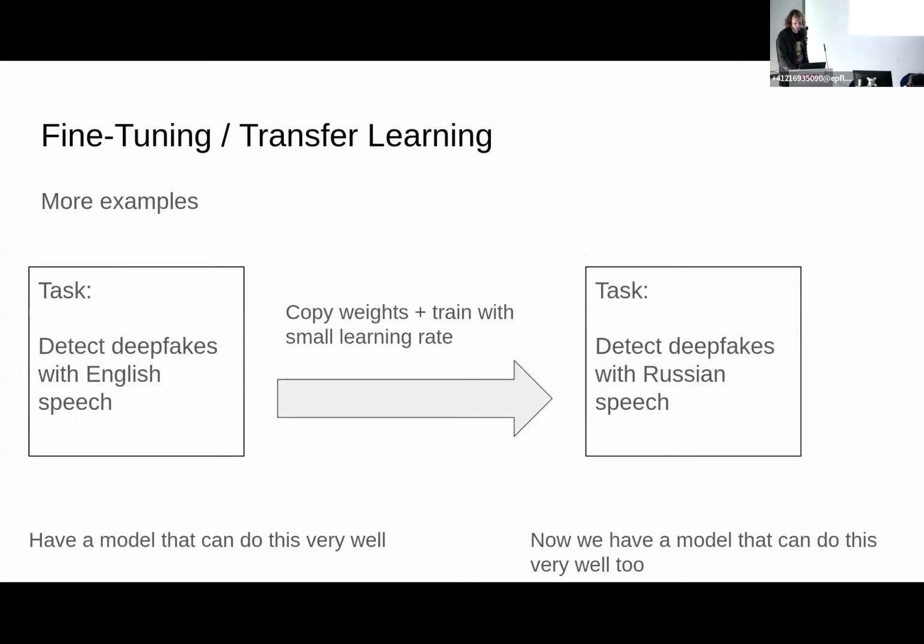Let's look at examples when it can help. For example, you want to detect defects with English speech. There are a lot of data sets in English to do this, and you train very cool models that can do everything. But then you want to do the same thing with Russian speech, and with Russian speech, probably there are not so many data sets available online. So instead of training from scratch on Russian data, you take your English model and you fine-tune it on a small amount of Russian data. And now you have something which performs well on the Russian language.